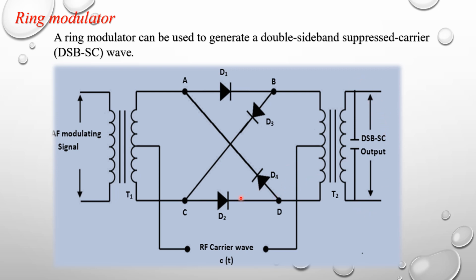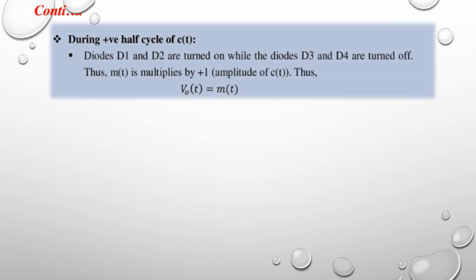The diodes connected in the bridge act like switches, and their switching is controlled by the carrier signal, as it is usually higher in frequency and amplitude than the modulating signal. Here the message signal M of t is a continuous signal and the carrier signal is a periodic square wave. In a ring modulator, the applied carrier is a periodic square wave.